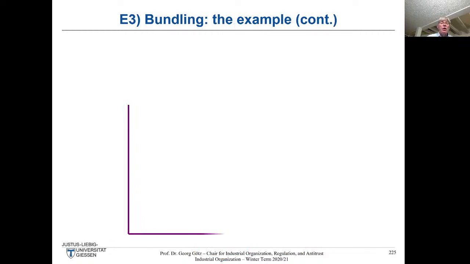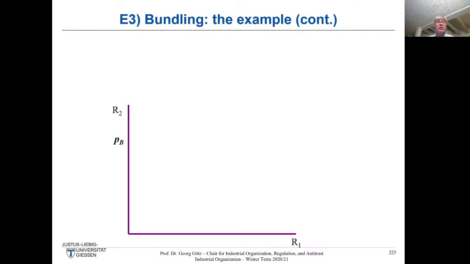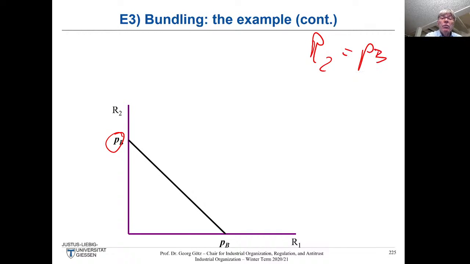Now, of course, we look into bundling. Now consider pure bundling. So in our cafeteria, you have to buy both the salad and the main course. Okay, that would be pure bundling. And of course then, this line is just R2 is PB minus R1. Okay, that would be the line we draw here.